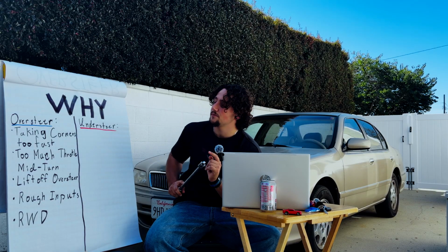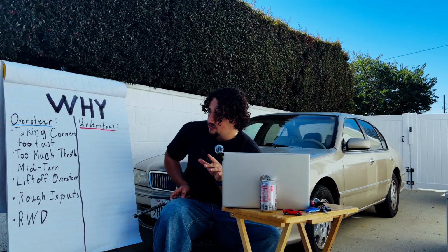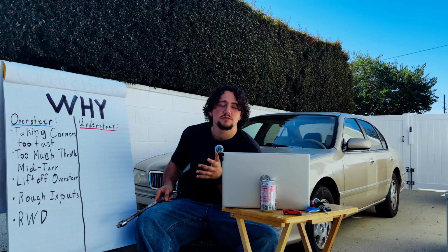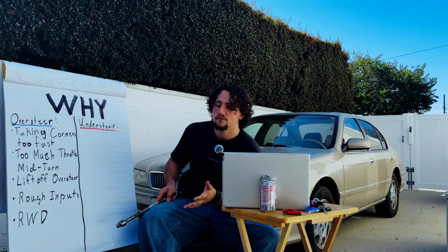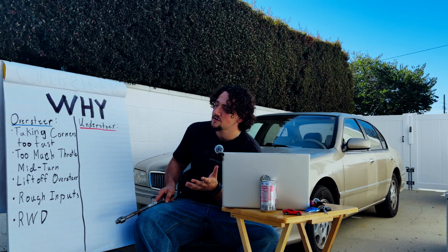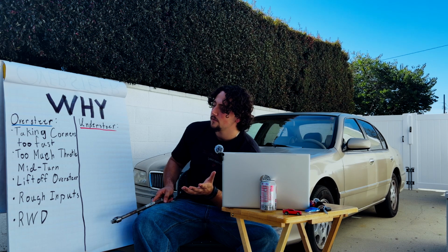Now, I'm going to explain why this all happens, to give you a good understanding of the situation you can find yourself in and hopefully prevent it in the first place. Okay, so we're going to start with oversteer. First point I want you to notice is taking corners too fast. This one's pretty self-explanatory. Taking a corner too fast, you're going to lose traction, and you're going to spin out.